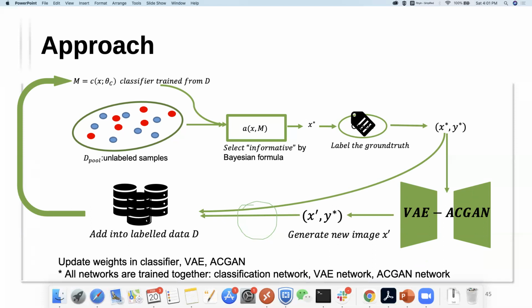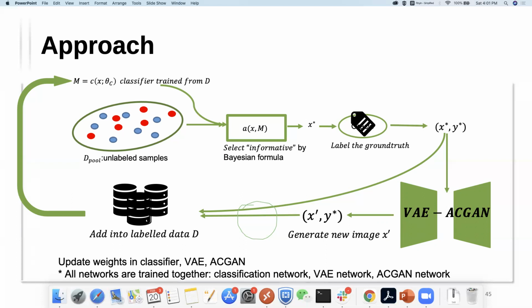Okay, now we have two new data, X star and X prime. We can add them into the labeled dataset D and update the weights in the classifier. And meanwhile, we also update the weights for VAE and ACGAN. So the three networks co-evolve together.